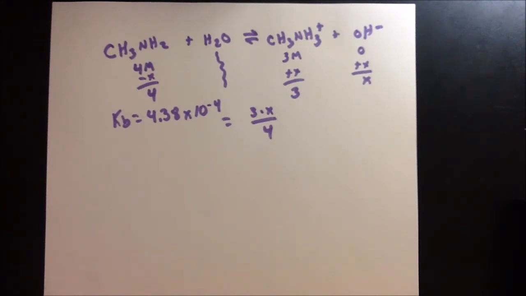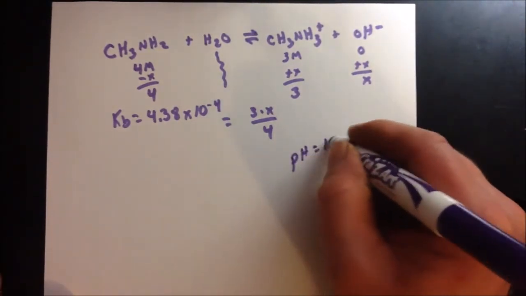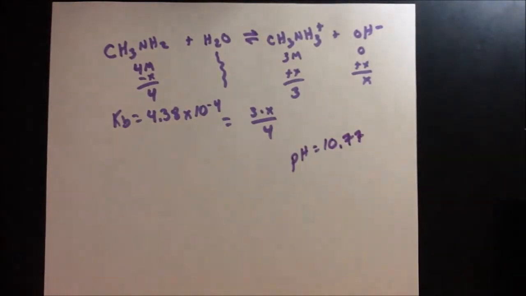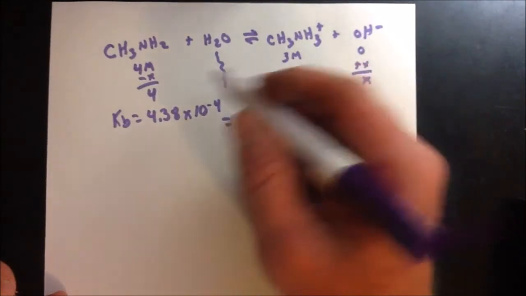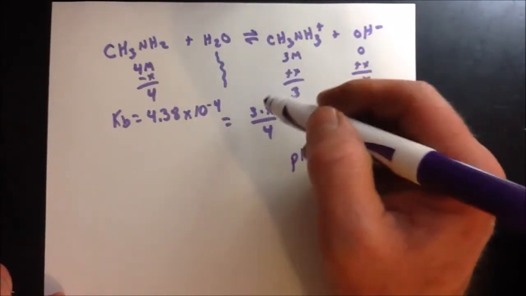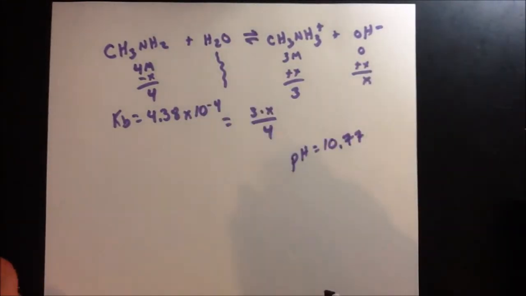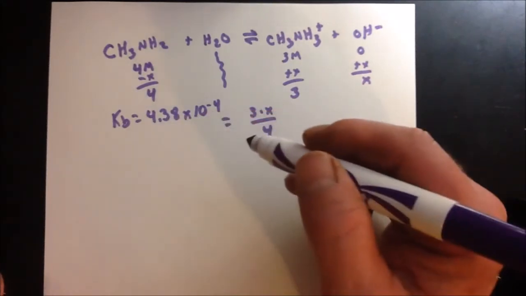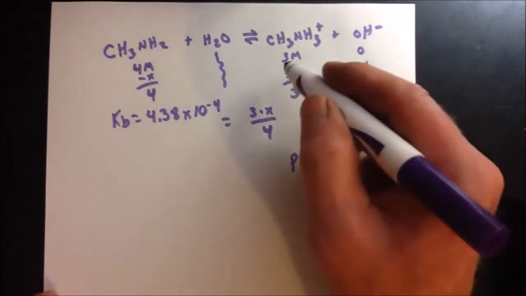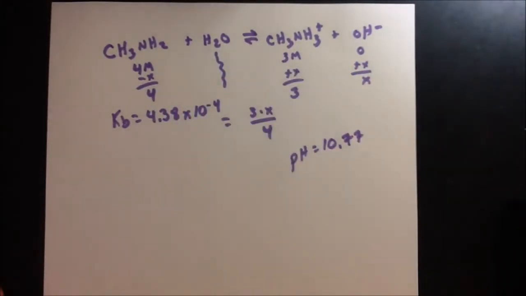Subtract that from 14 at 25 Celsius, of course, and we get 10.77. pH of 10.77. A couple things here. If these two were the same value, let's make it 4 molar and 4 molar, then not only would the plus x and the minus x that we're ignoring cancel out, but also the numbers would, so x would be Kb, or we would say pOH is pKb when these two concentrations initially are the same.